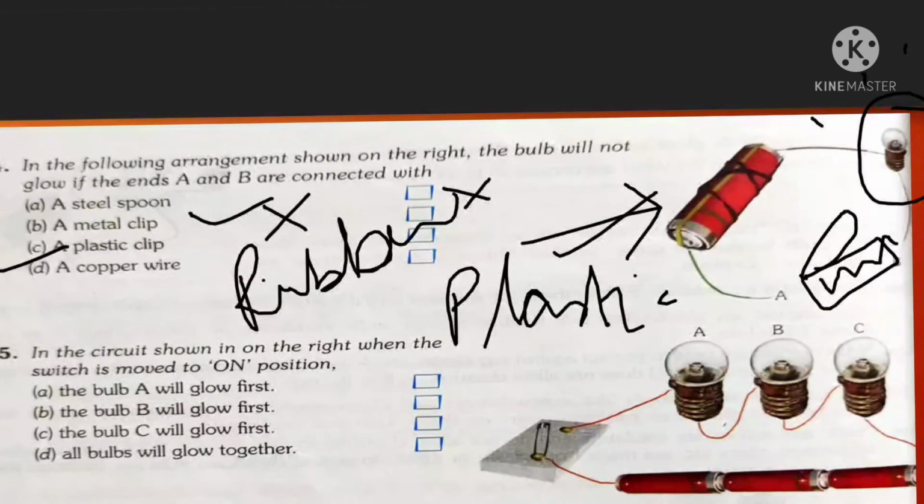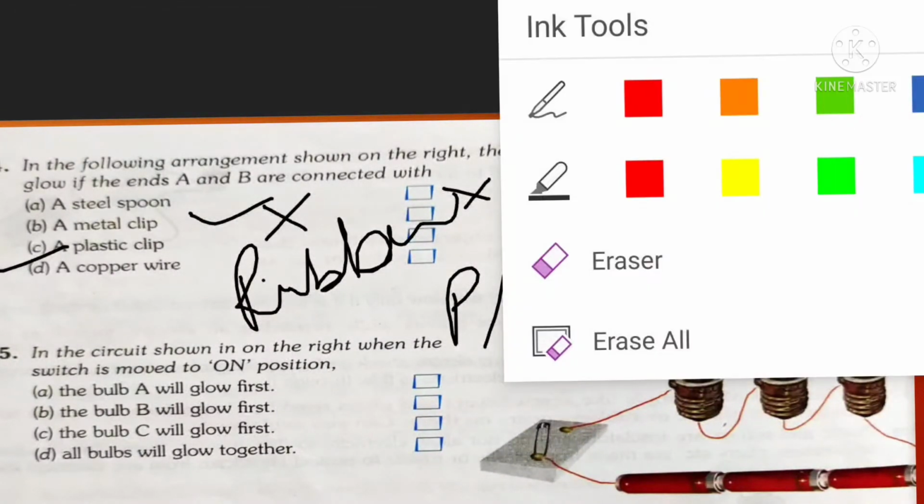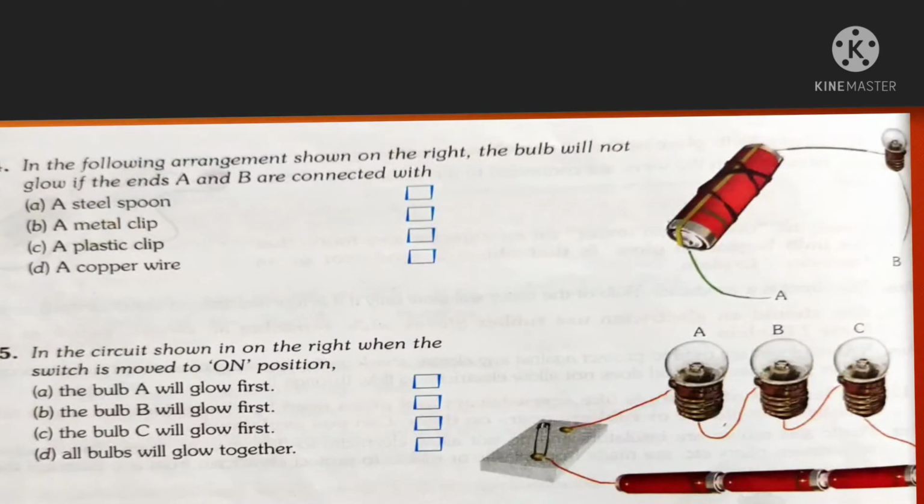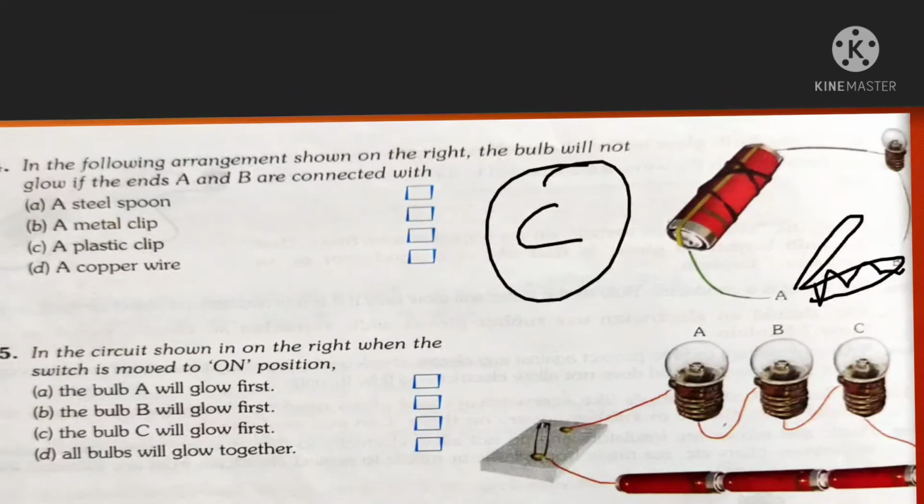Fine. So in between A and B, you can put a pin. A pin which is made of plastic. So my correct answer is C.